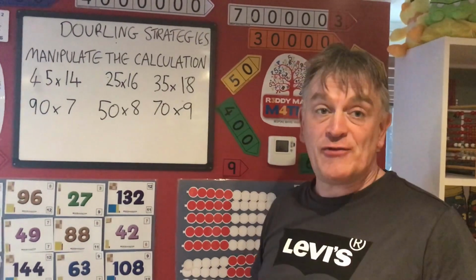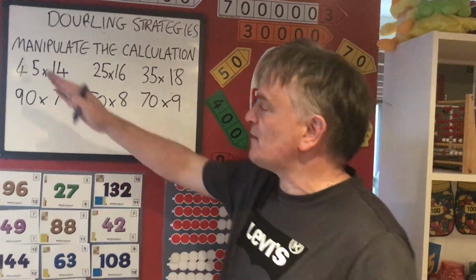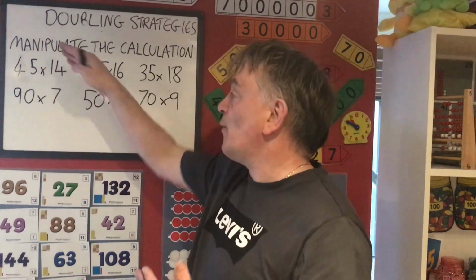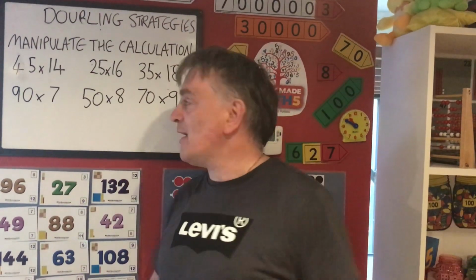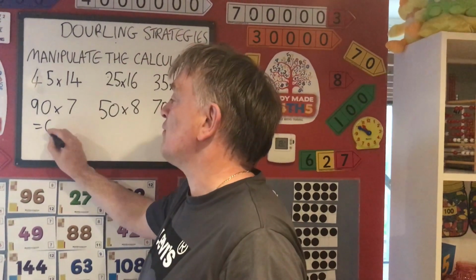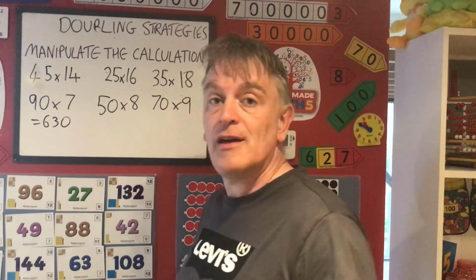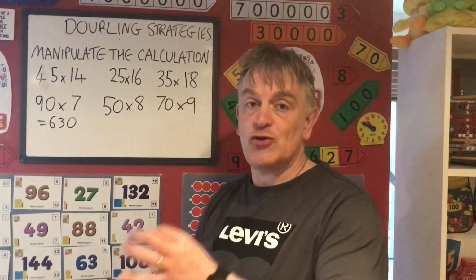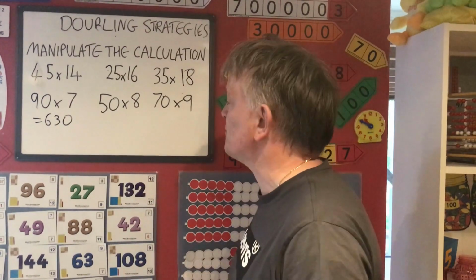As I said, I love this strategy now because look what we can see. We had 45 times 14. All we do, we double the 45, we have the 14, exactly like we did on the table. We end up with 90 times 7. 7 9s are 63. So 90 multiplied by 7, 630. We've changed it from something difficult to something easy just by manipulating the calculation.